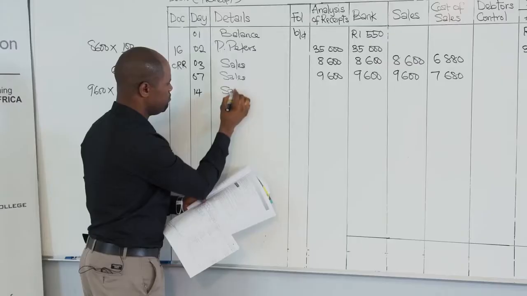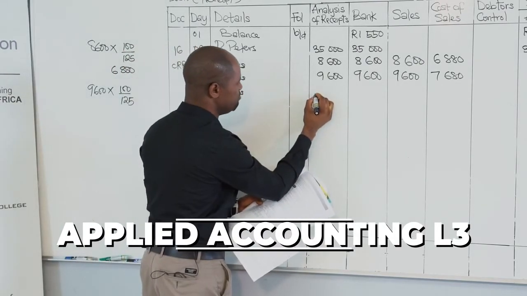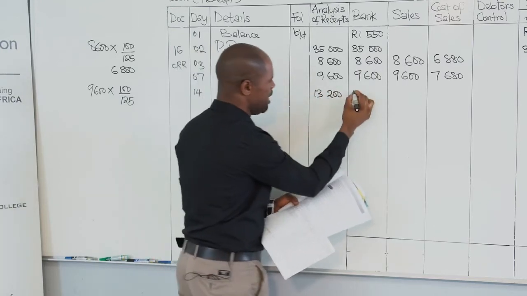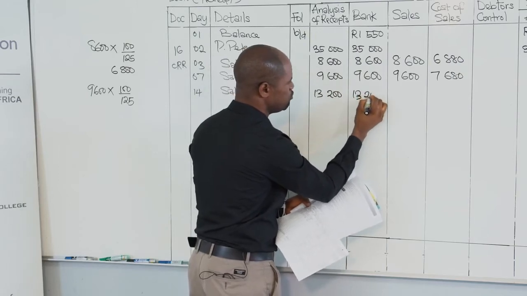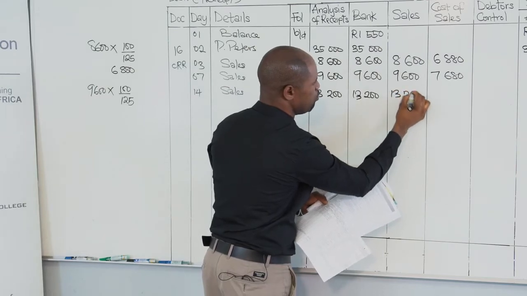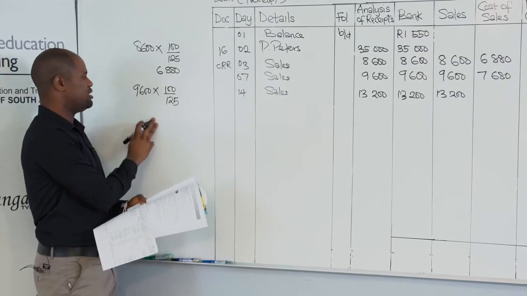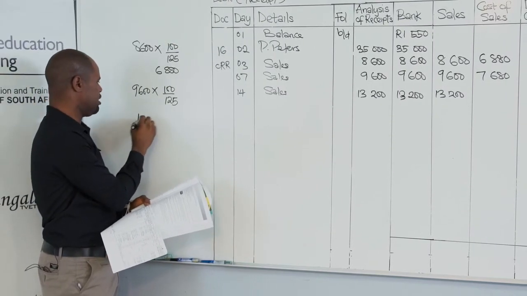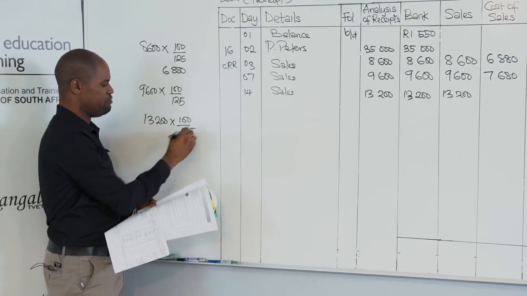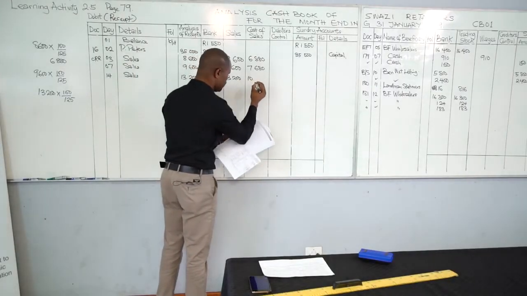On the 14th, it's sales of merchandise. The amount goes into the analysis of receipt first, 13,200. It goes into the bank, 13,200. It goes into your sales, 13,200. Then you calculate your cost of sales. Don't forget the formula that we have been using to determine our cost of sales. It's going to be 13,200, the portion of the sales, times 100 all over 125. Then that is going to give us 10,560.